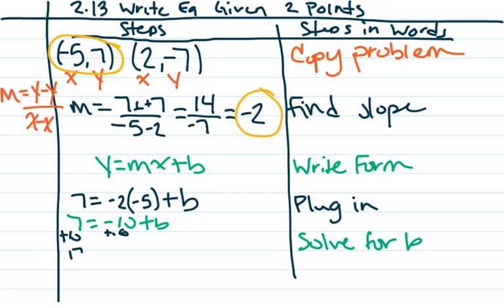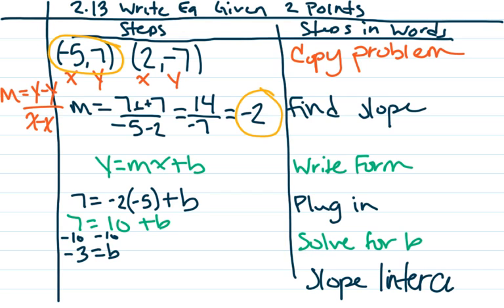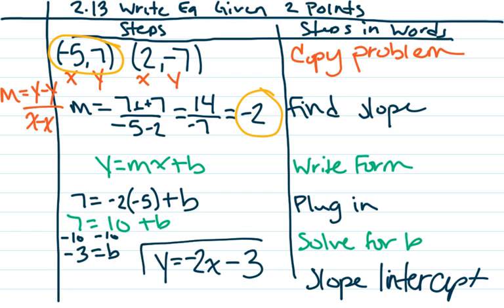So we get 17 equals, I screwed up there, my mistake. This is actually a positive 10 plus b. So then we're going to subtract 10 from both sides. So we end up with negative 3 equals b. And then last but not least, we're going to write in slope-intercept. So we have y equals negative 2x, which is what we found, and then minus 3, which is our b.